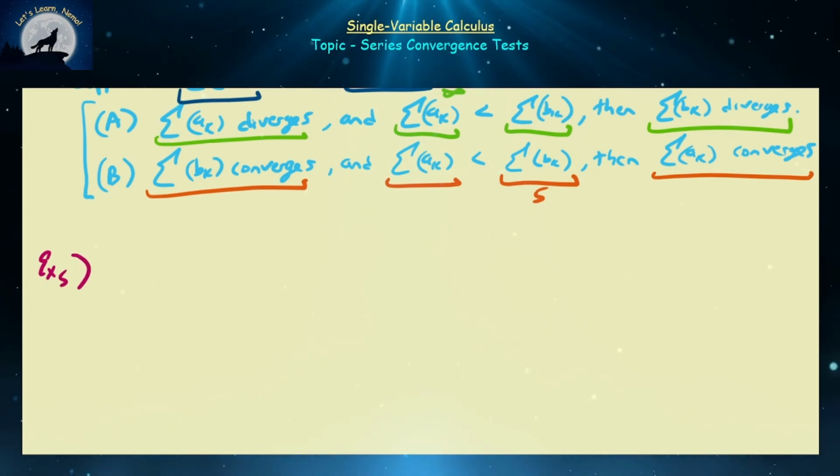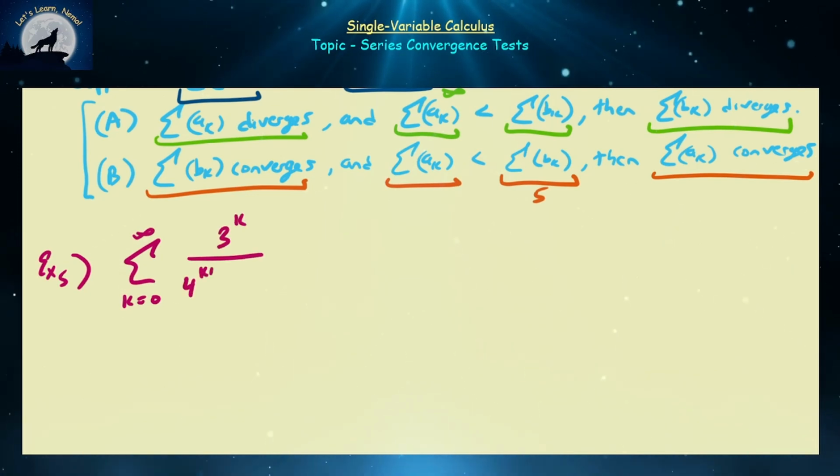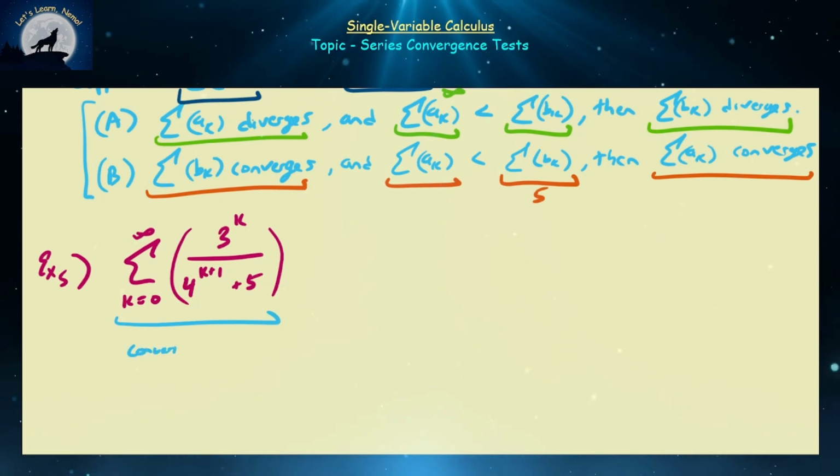So the next example, let's do something a little bit more fun. The sum from k equals 0 to infinity of 3 to the power of k all over 4 to the power of k plus 1 plus 5. So what do we have? We have numbers to powers. Maybe we can compare this to a geometric series, right? So our goal is to show whether this converges or not. But it's similar to a geometric series because it's something to the power of k.